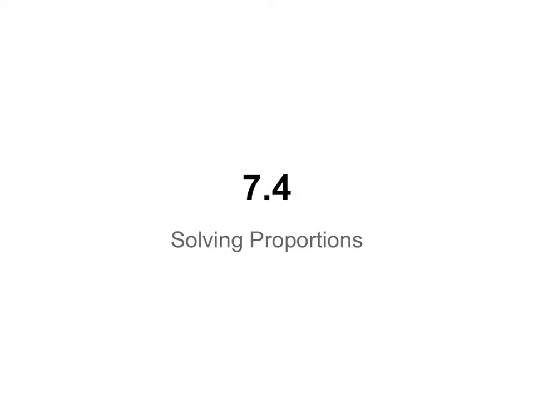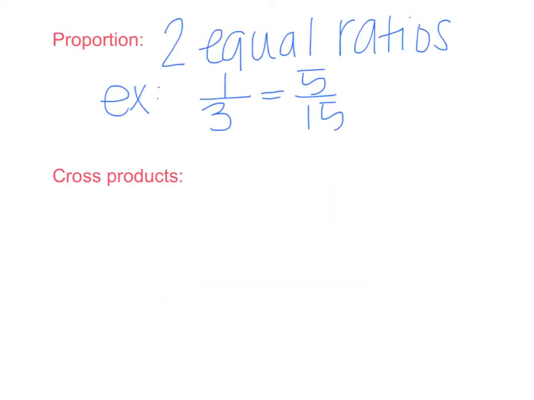Today we're doing 7.4, which is about solving proportions. So the first thing that we need to do is get two definitions down. The first one is proportion, and a proportion is two equal ratios. So for example, 1/3 equals 5/15.